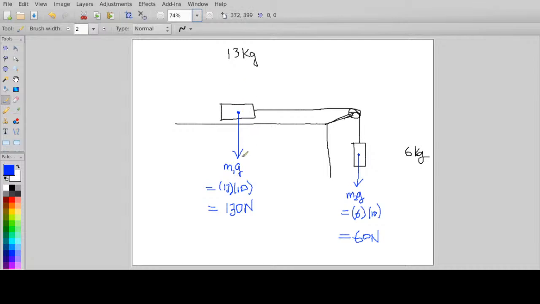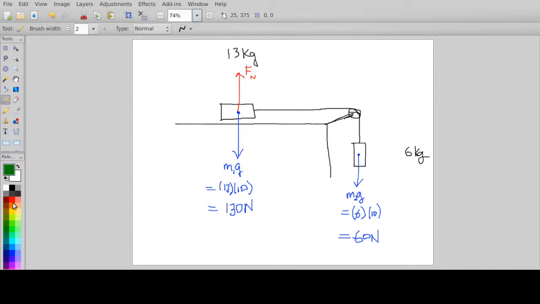Okay, so we got gravity in the first one. Are there any other forces acting on the first one? Yeah. Okay, there is normal. Let's do that one next. Okay, so here's our normal force, Fn. And then you say, well, is there any other force? Is there friction? Yeah, there's friction.